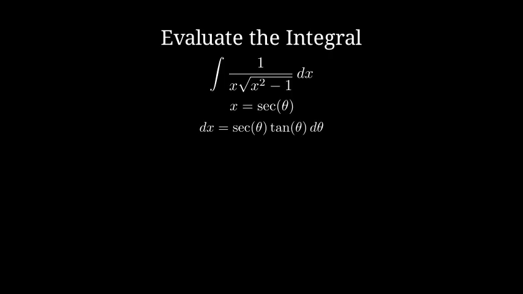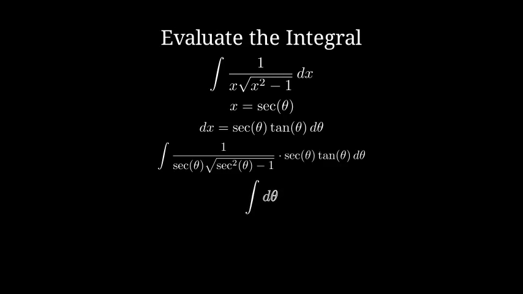Let's rewrite the integral in terms of theta. We replace x with secant theta, the square root with tangent theta, and dx with secant theta tangent theta d theta. Watch how everything cancels. Since the square root of secant squared theta minus 1 is tangent theta, the integral becomes a very simple integral of 1. So we get the integral of d theta. The integral of d theta is just theta plus c.